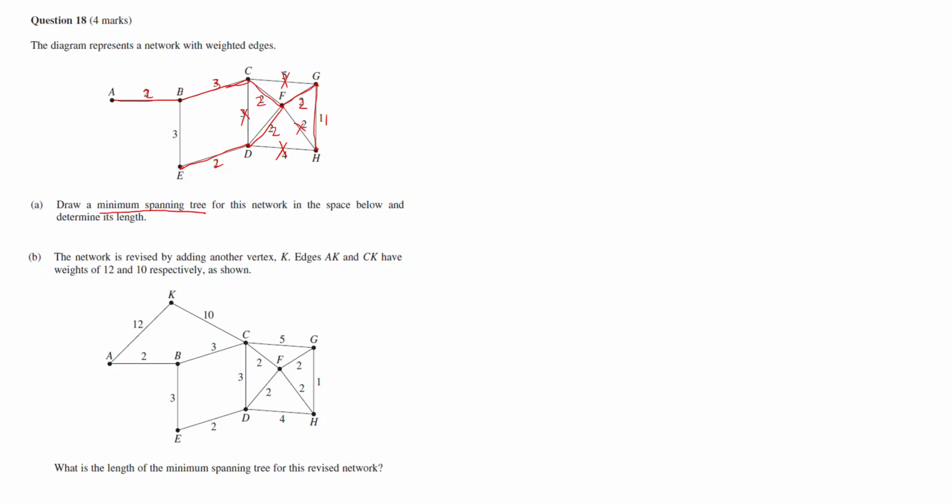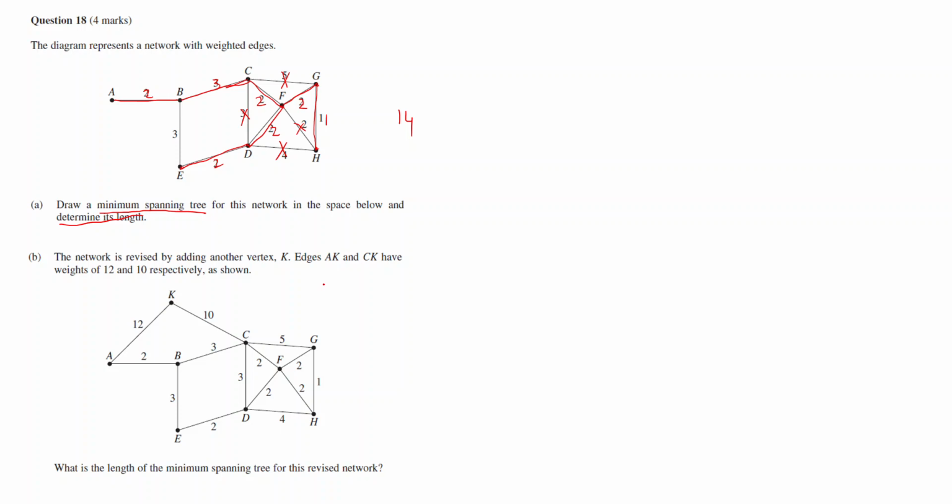So what we get is 3 plus 2, 5, plus 2, 7, plus 2, 9, plus 1, 10, plus 2, 12, plus 2, 14. So the length of the minimum spanning tree is 14, and this is the shape, which I would obviously draw more neatly than what I have done.